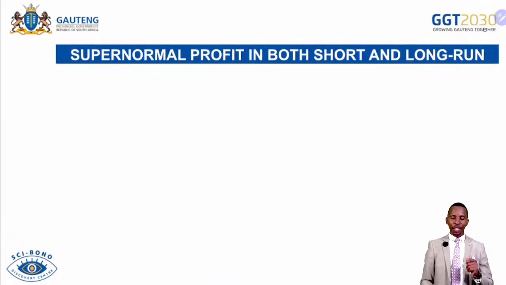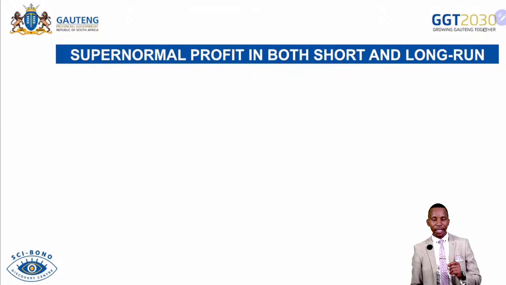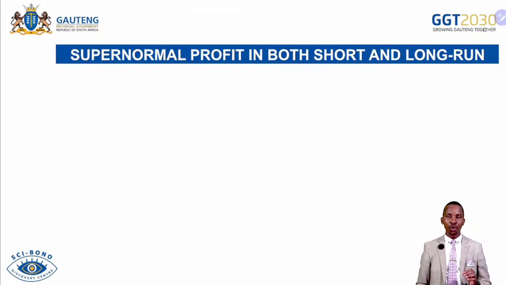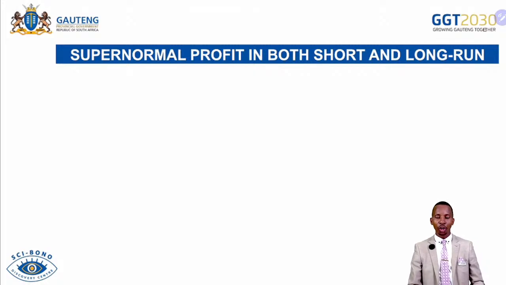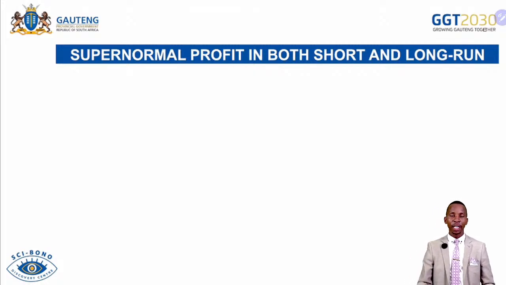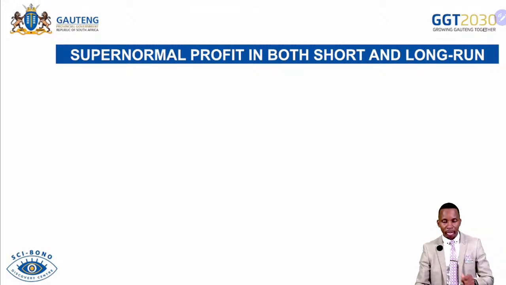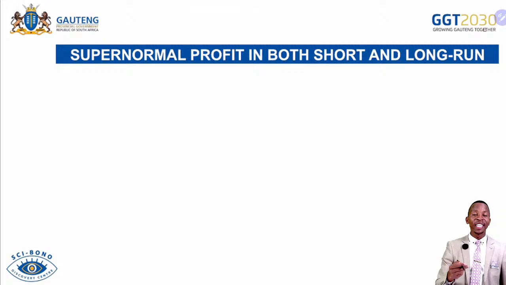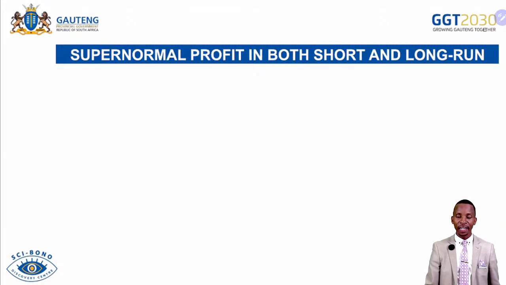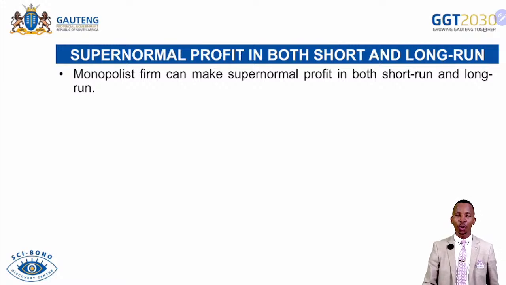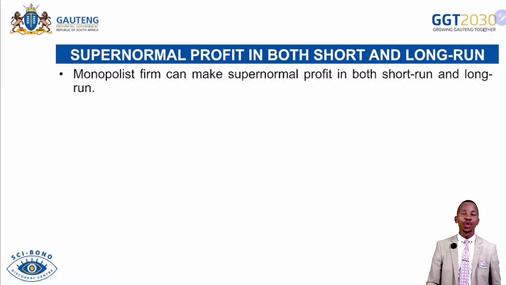Now, we shift the focus to three equilibrium positions. So in this case, we will be talking about the supernormal profit, economic loss, and the normal profit in both the short run and the long run. Remember, the monopoly, we said it makes the supernormal profit in both short run and the long run. Monopoly firm can make supernormal profit in both short run and the long run because the firm is believed to be the only supplier of the unique product, meaning all consumers buy from the firm.